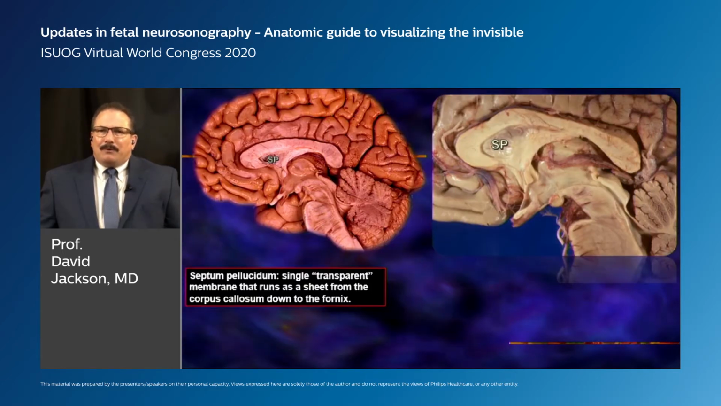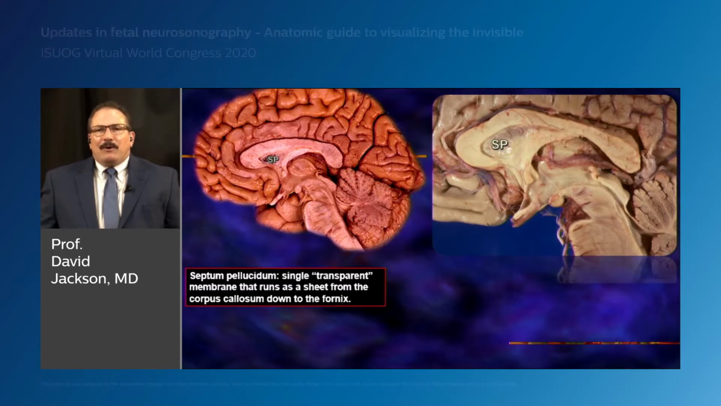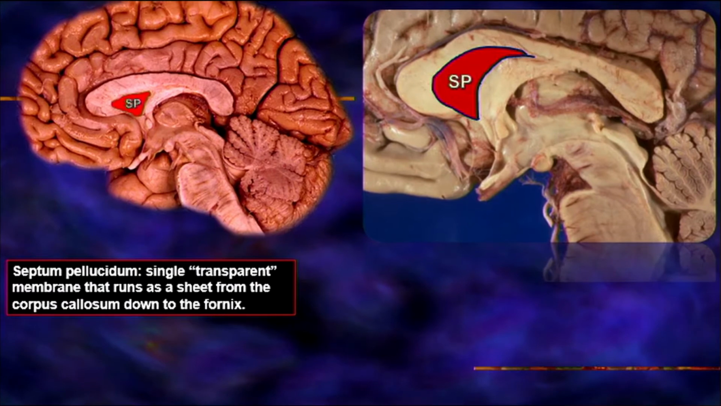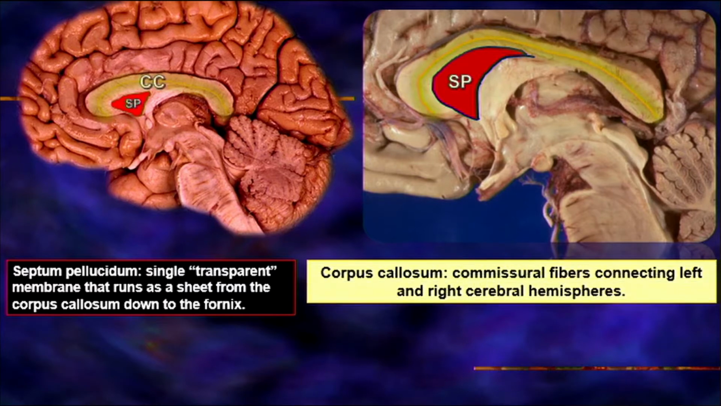The Septum Pellucidum is the single transparent membrane that runs as a sheet from the Corpus Callosum down to the Fornix. The structure superior is the Corpus Callosum, and is Latin for tough body, which is the commissural fibers connecting the left and right cerebral hemispheres, extending through the fenestration of the falx, which we will explore later.